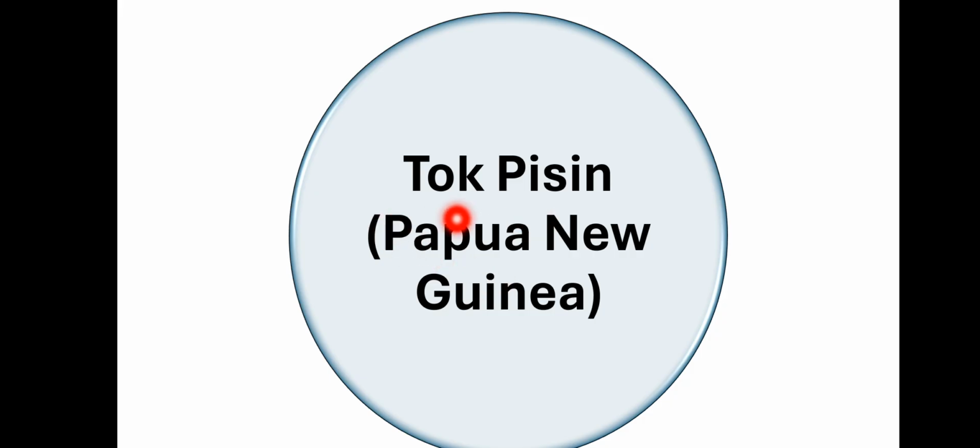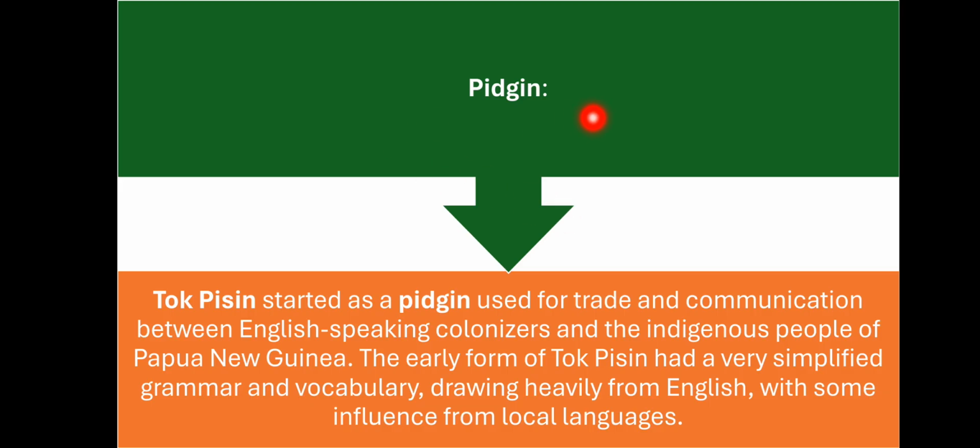Here we have an example once again of Tok Pisin in Papua New Guinea. Originally it was a pidgin. Tok Pisin started as a pidgin used for trade and communication between English-speaking colonizers, who used the English language, and the indigenous people of Papua New Guinea. The Papua New Guineans did not understand English, and the British colonizers did not understand the language used by Papua New Guinea.